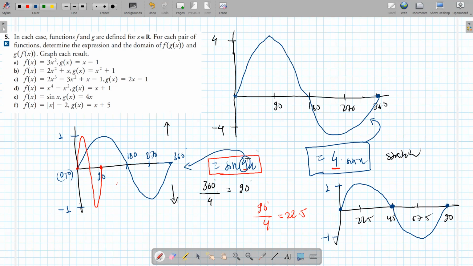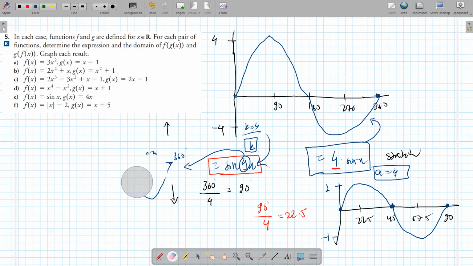This is called the k value. If it's inside the function, it's k. So k would be 4 here for this guy. But this 4 is outside. That's going to be your a value. A will be 4. That a stands for amplitude. Amplitude is the distance from the center line to the maximum or the minimum of a curve.